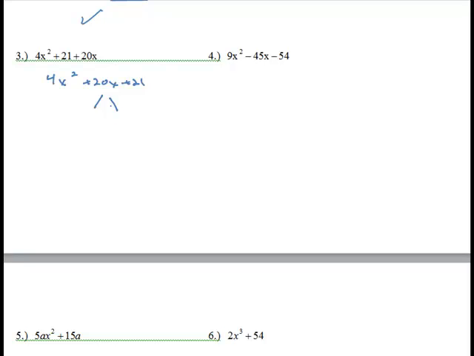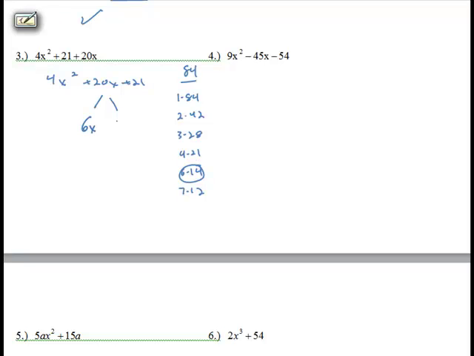The way we do that is we begin by multiplying a times c together. So a times c, 4 times 21 gives us 84, and off to the side of our paper we're going to list the factors of 84. The factors: 1 and 84, 2 and 42, 3 and 28, 4 and 21, 6 and 14, 7 and 12. We want to choose the pair of factors that we can either add or subtract together to get that middle term 20. Obviously the only pair that looks like it's going to work is 6 and 14.